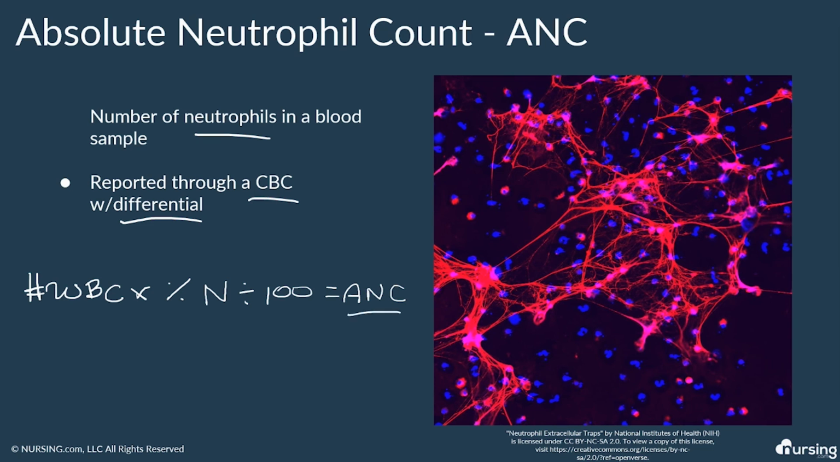Now we're talking about neutrophils. This is a very important cell component of our immune system, and it's produced in the bone marrow, just like white blood cells, red blood cells, and platelets. Can you think of a clinical picture of when we might need this lab value? Are you thinking about someone that maybe has an increased immune response or maybe a dampened immune system?